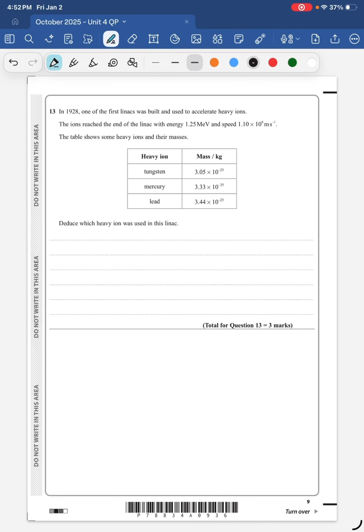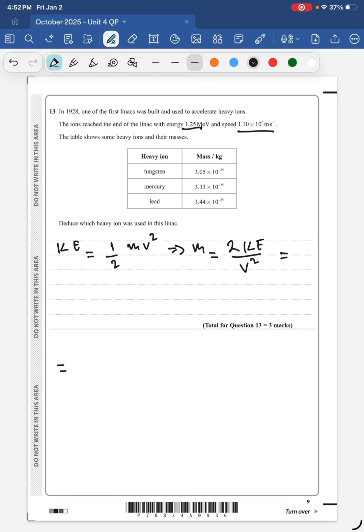So we know from the simple kinetic energy formula that kinetic energy is 1/2 mv squared. We're given the energy, which is the kinetic energy. We're given the speed, so let's solve for mass. So mass is 2 times the kinetic energy over v squared.